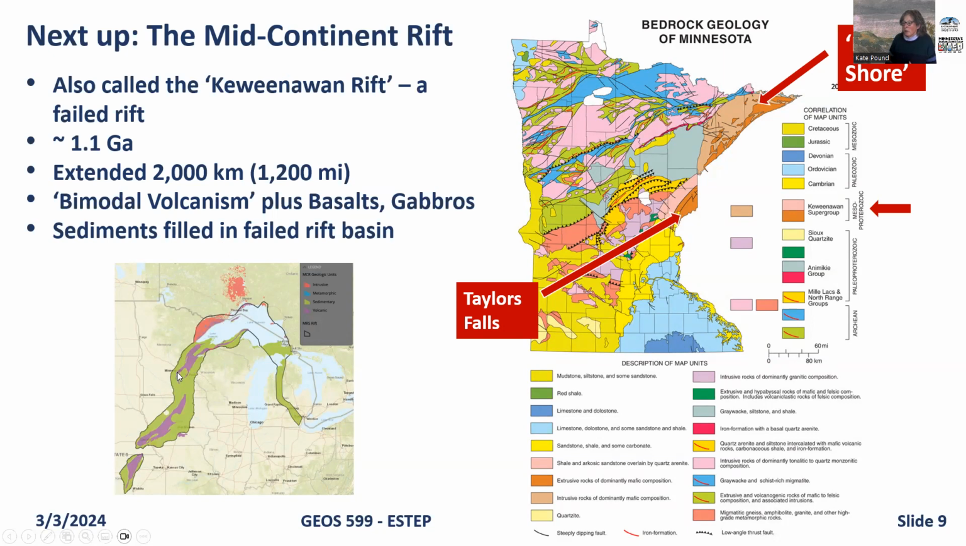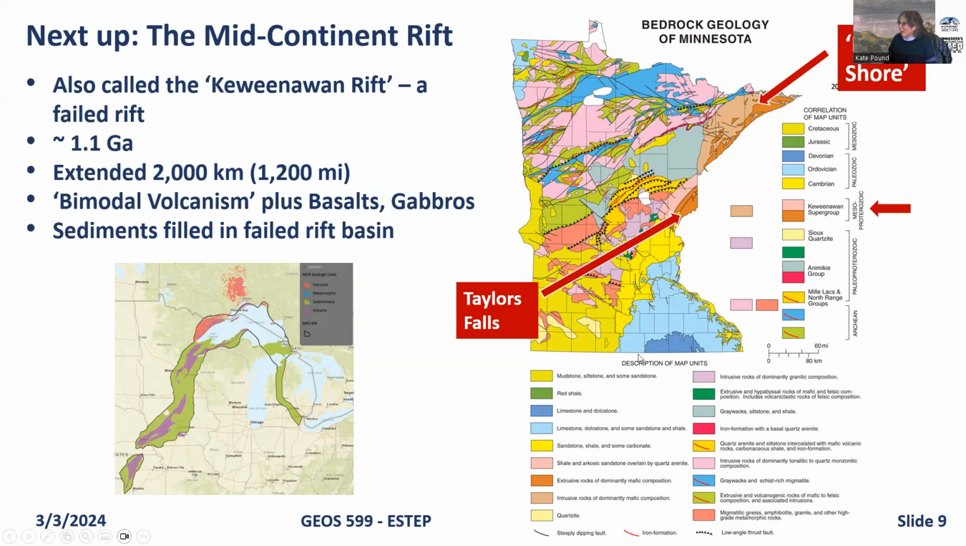Now, what happens when you have a rift? At the very beginning, when you're melting bits of continental crust, you have what we call bimodal volcanism. That means there's some rhyolite and some basalt. But then over time, it becomes dominated by basalts and gabbros because you're starting to open up some kind of ocean basin. Well, because this rift failed, and we don't know exactly why, there was effectively this depression on the landscape that sediments then started to fill in.